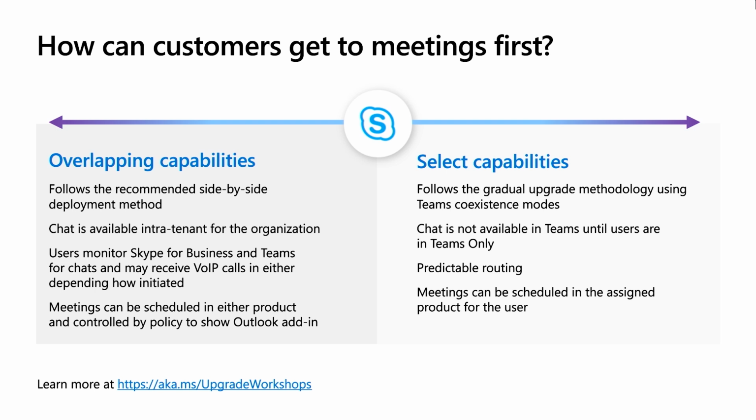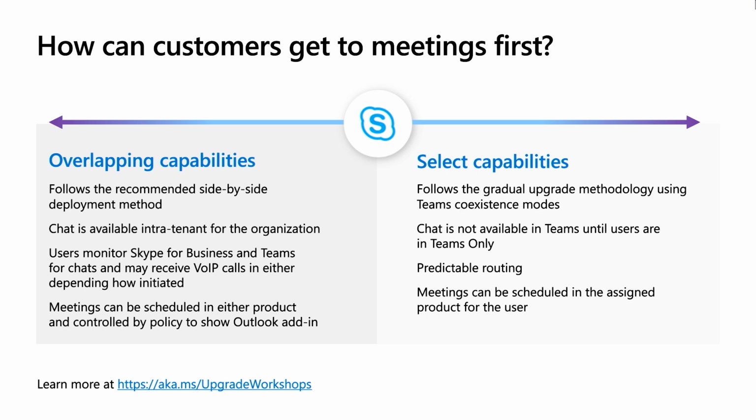The most important thing here is that overlapping capabilities is the preferred method for moving from Skype for Business to Teams, and most customers picked that journey. We enabled a new meeting policy in Teams, and I will demo this later, where we can disable the Skype for Business meeting add-in when using the overlapping capabilities method. And we disable this add-in in Outlook. So thereby the user starts scheduling both internal and external meetings using Teams.